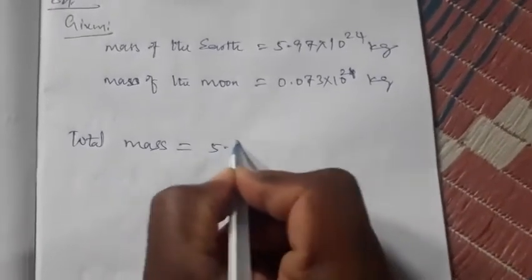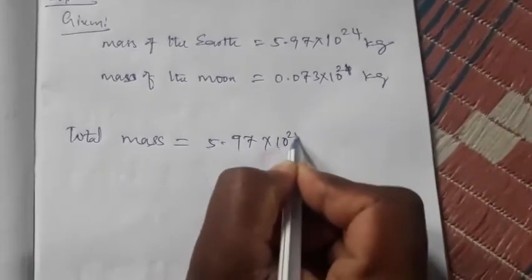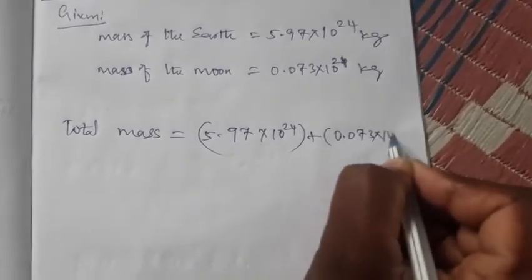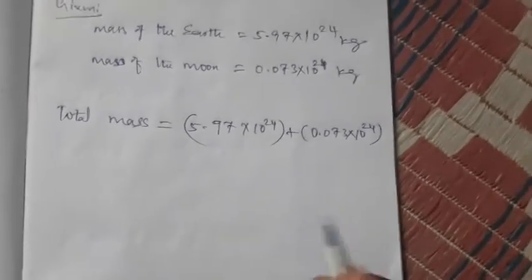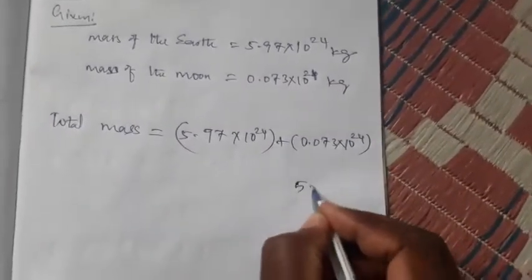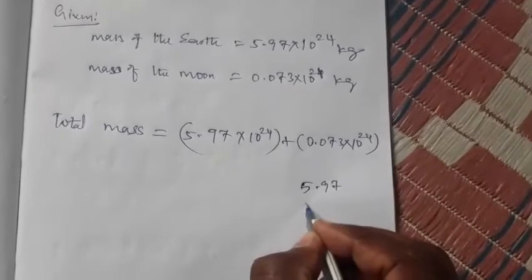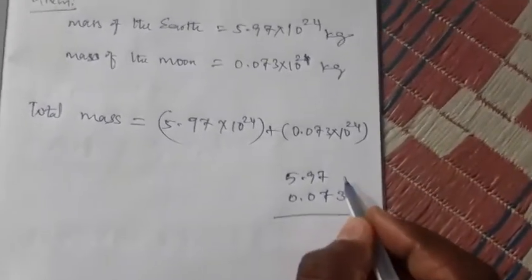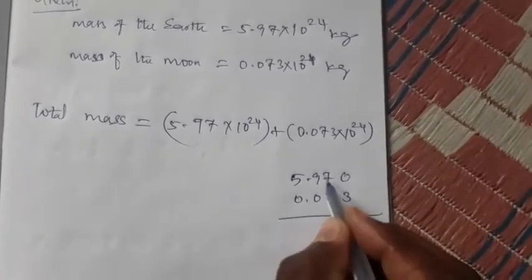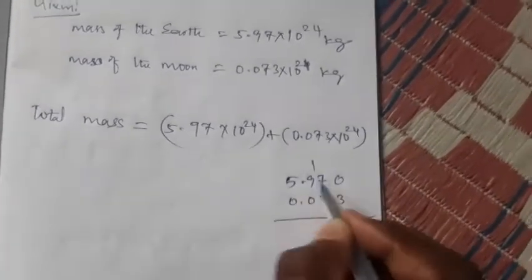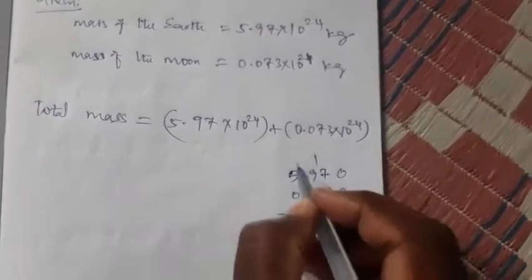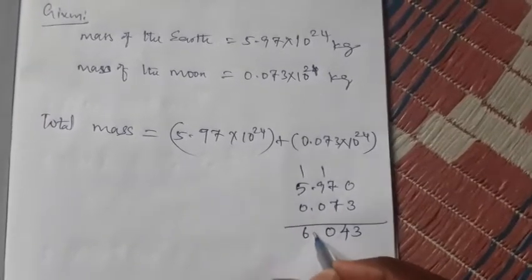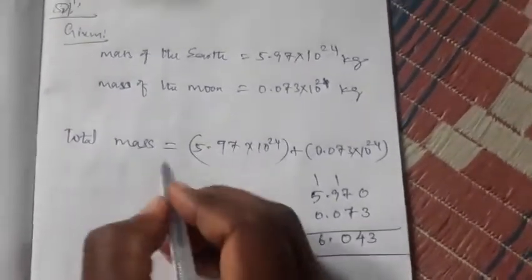total mass equals 5.97 × 10 to the power 24 plus 0.073 × 10 to the power 24. So both are added: 5.97 plus 0.073. Adding, here assume 0. 0 plus 3 is 3. Next 7 plus 7 is 14, remaining 1. 1 plus 9 is 10, so put 0 here, remaining 1. Then 1 plus 5 is 6. 6 plus 0 is 6 only. Therefore 6.043. Therefore the final solution.